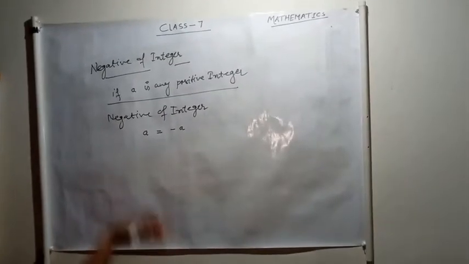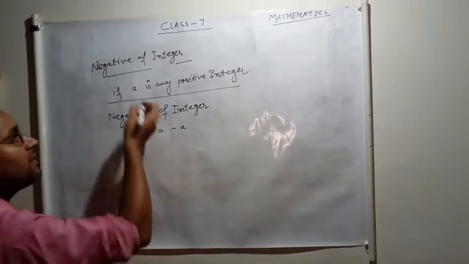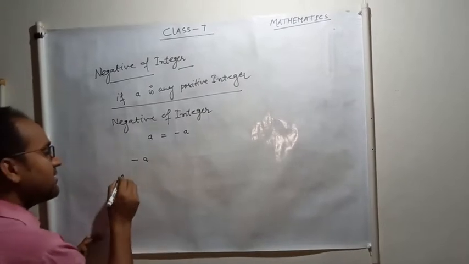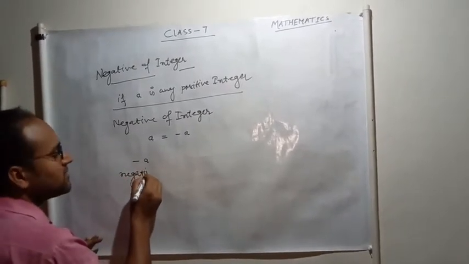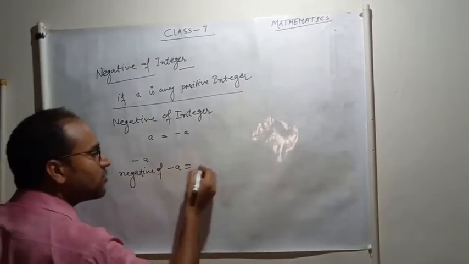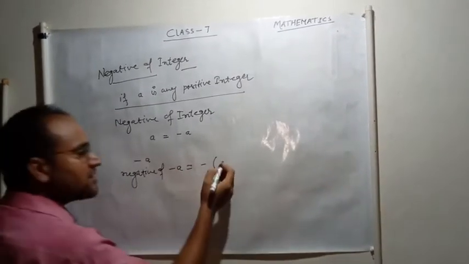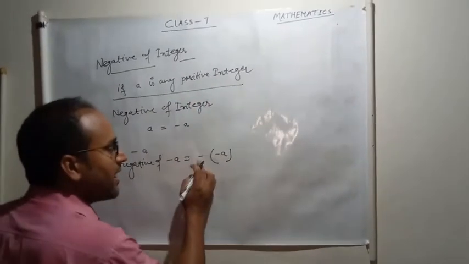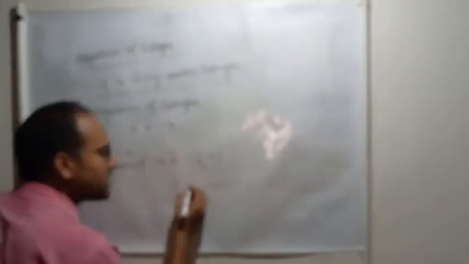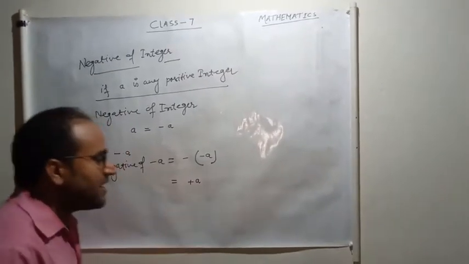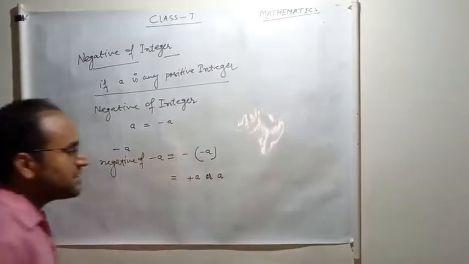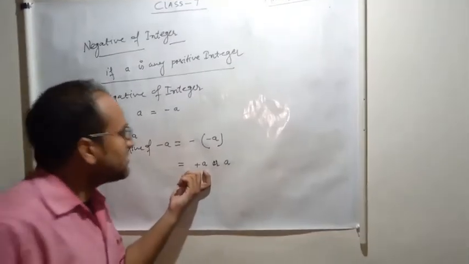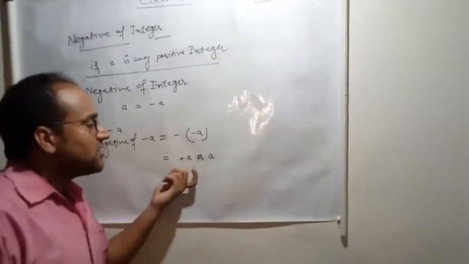It is very easy. If we take minus a in place of a, what is the negative of minus a? Negative of minus a is equal to minus, and then I write the integer minus a. If we remove this bracket, minus is multiplied by this minus, and we get plus a. You can write plus a or simply a. If plus is not written, it is also a positive integer, and if plus is written, it is easier to understand; it is also a positive integer.